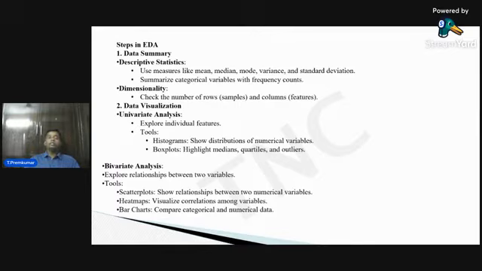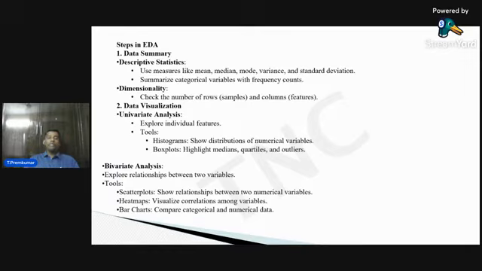The next step is data visualization. It covers univariate analysis, which explores the individual features. The tools involved are histograms, which show the distribution of numerical variables, and box plots, which highlight medians, quartiles, as well as outliers.